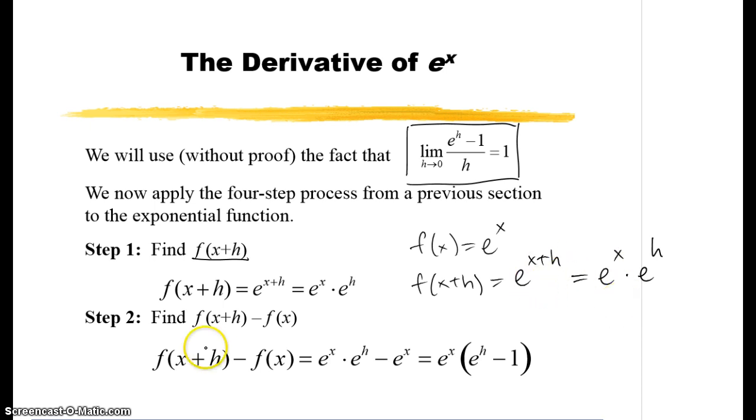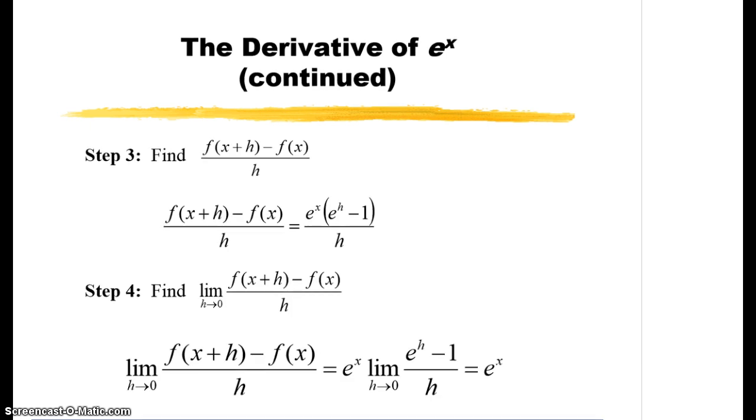Step 2 is to subtract f of x from that. So we have our f of x plus h. From it, let's subtract e to the x, right? This over here is the subtraction. E to the x is our f of x. So when we do that subtraction, we could factor out an e to the x. That's what's done here. It's a common term. And we're left with e to the h minus 1. So that's what we have in step 2.